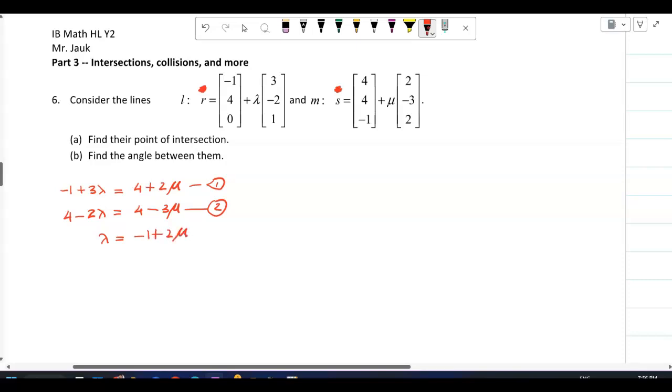Correct. Now you take any two equations. I'll take 1 and 2; you can take any two also. I'm taking the first two and solving them simultaneously to find lambda and mu. So 3 lambda minus 2 mu is equal to 5, and minus 2 lambda plus 3 mu is 0. Now solve it simultaneously. You will get your lambda and your mu.